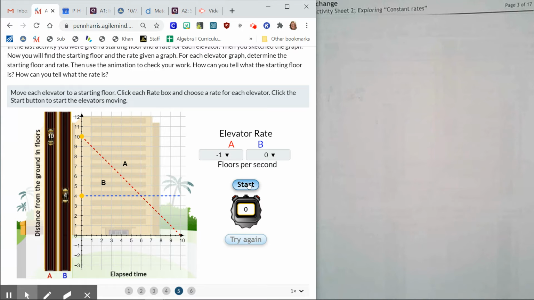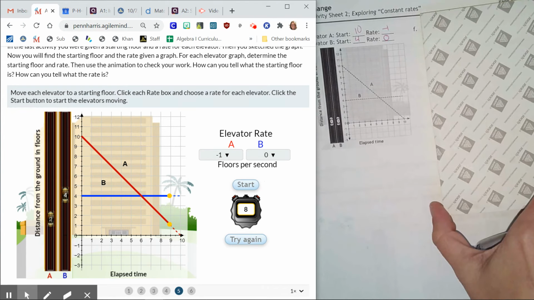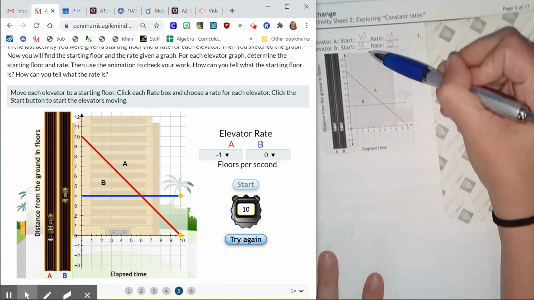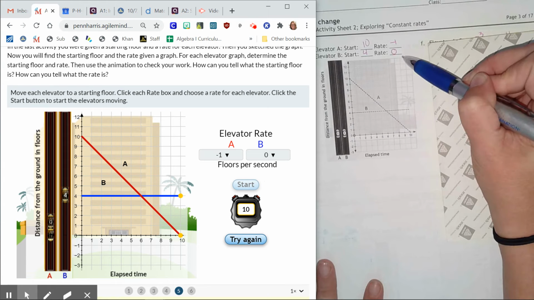And let's see if that holds true. Excellent, excellent. Looks like it does. So let's go ahead and record that on your paper. Starting at floor 10, starting at floor 4. A goes at a rate of -1 and B has a rate of 0.